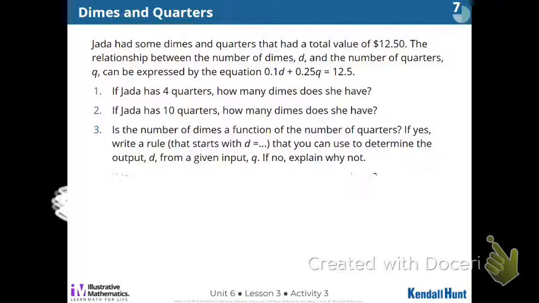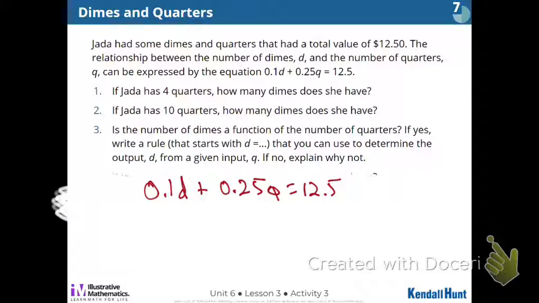Right here, it's asking us to write a function for D, for a dependent variable D. So if I look at my function, that's a lot of work to find out how many dimes each time, right? Well, there's a way that we can make a function that just works for every time we know the number of quarters. And we can do that by isolating the variable D. So it's like D equals stuff.